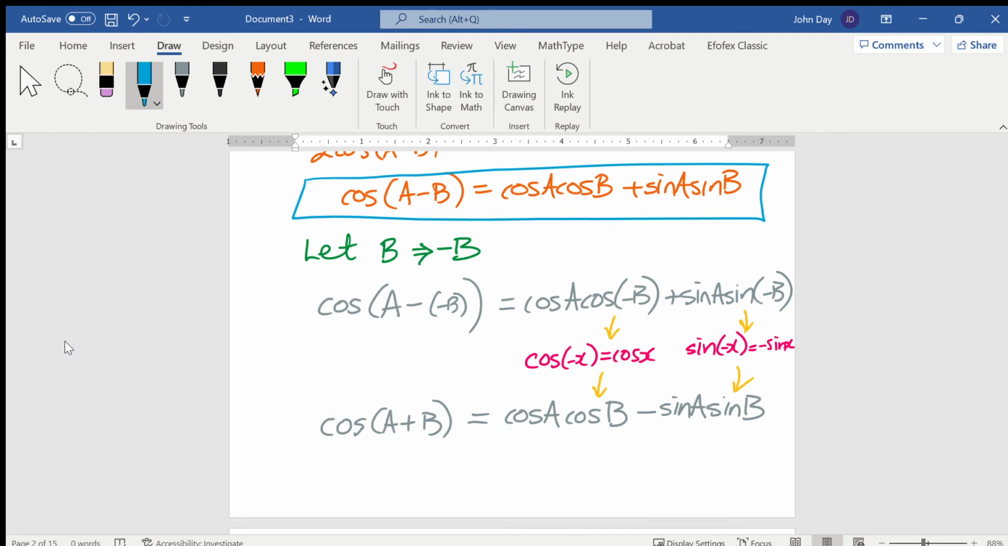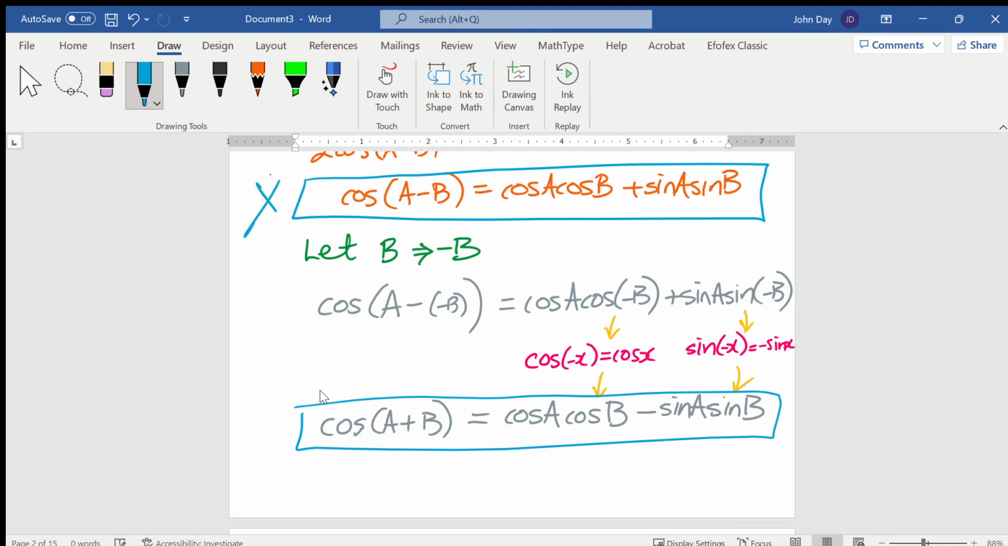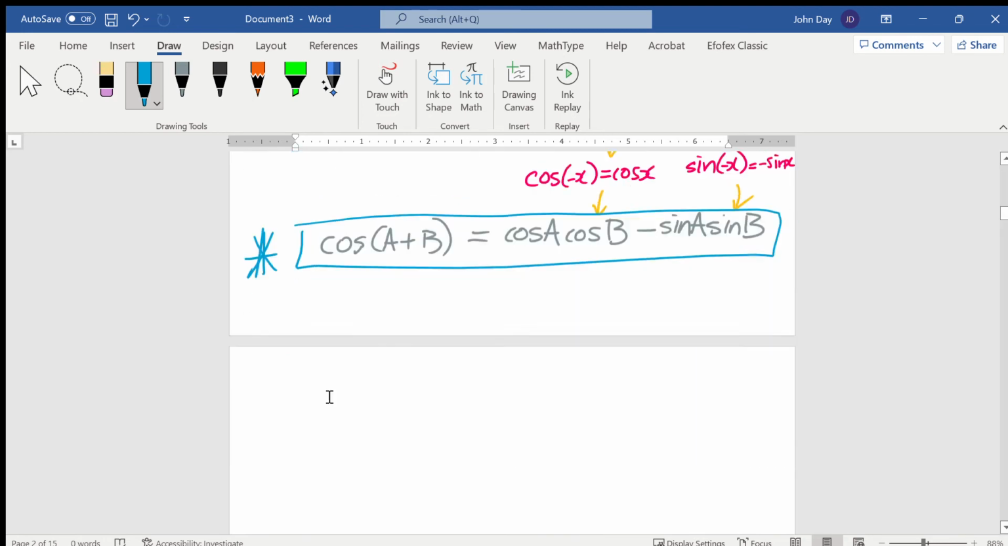So that gets me my next rule. I've got the rule for cos of A minus B here. I've got the rule for cos of A plus B, which is just got by throwing a minus B in for B.